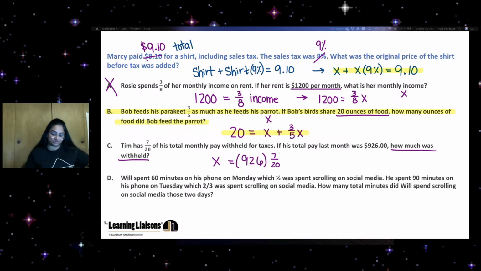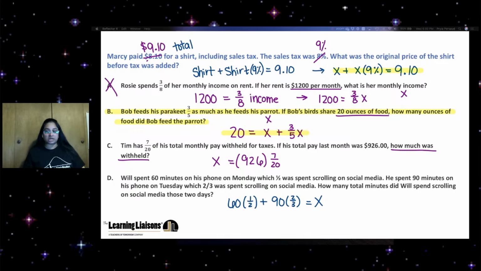And the last one. This was 60 minutes, and half of that was spent scrolling on social media. So we have 60 times half, because half of that was spent on social media. That was Monday. And then we have Tuesday for 90 minutes, and 2/3 of that was spent on social media. And they wanted to know the total number of minutes. So we're looking for a total here, which is equal to X.